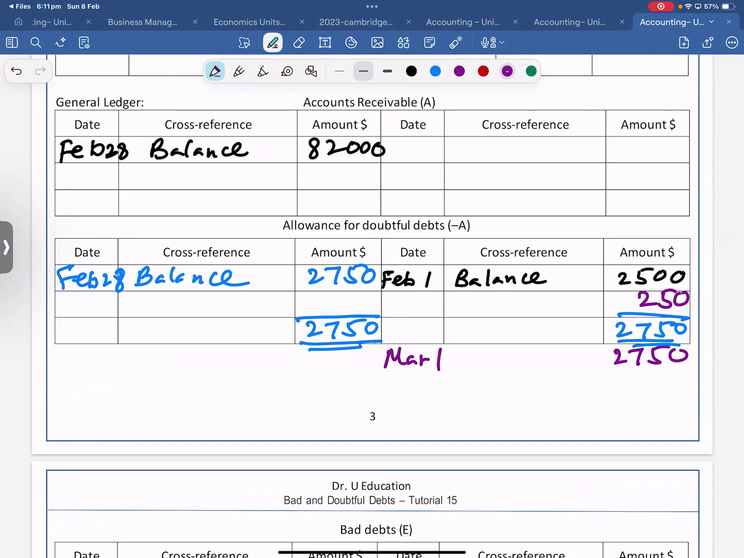What are you going to say for that? We are in the allowance for doubtful debts. Bad debts. What is the date? February 20. Bad debts. Sorry, I didn't write here. Balance, okay?